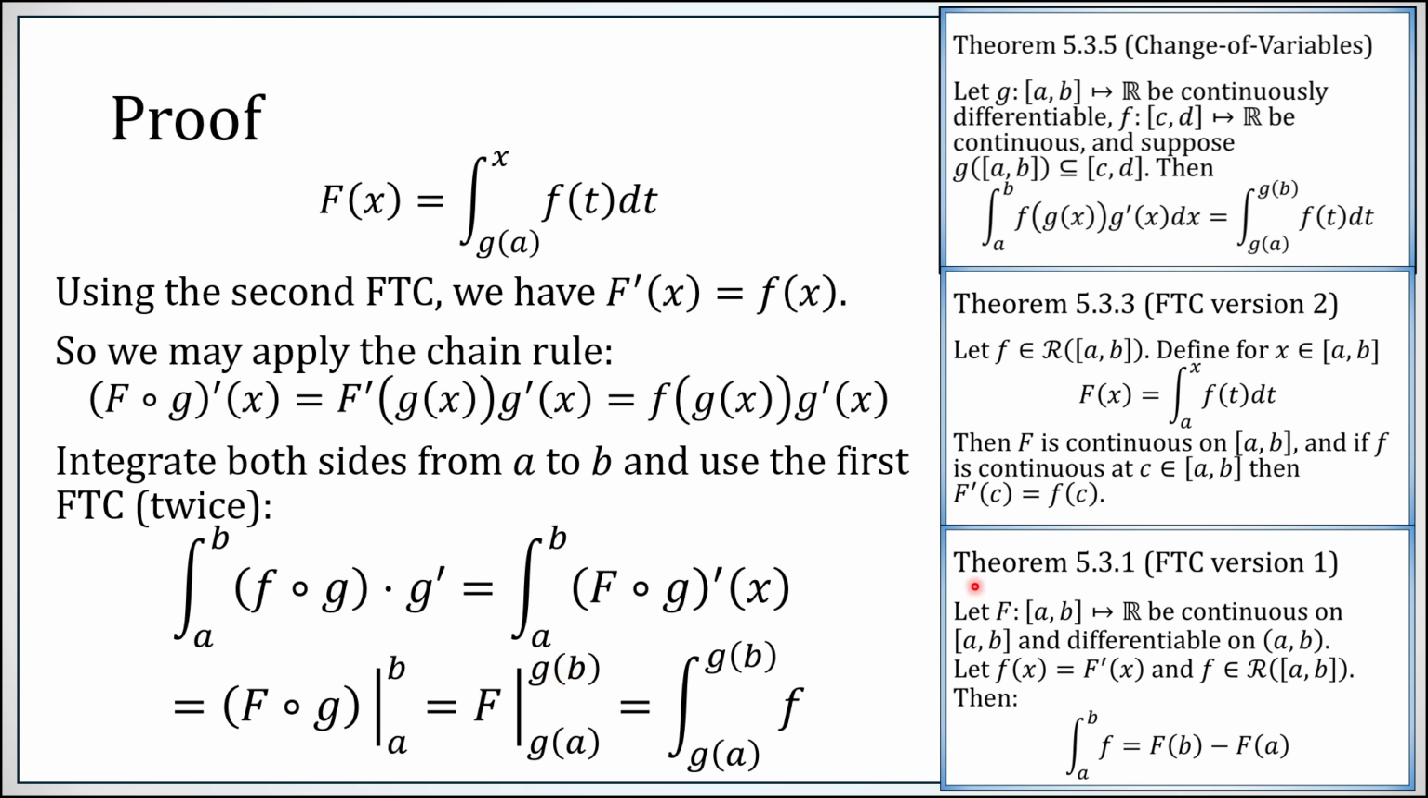And again, we apply the fundamental theorem version 1. Since capital F is an antiderivative of little f, capital F evaluated at g of b minus capital F of g of a is simply the integral from g of a to g of b of little f. So, thanks to the chain rule and two distinct applications of the first form of the fundamental theorem, we're done. The integral from a to b of little f of g times g prime is equal to the integral from g of a to g of b of little f. And that was the desired conclusion of theorem 5.3.5.